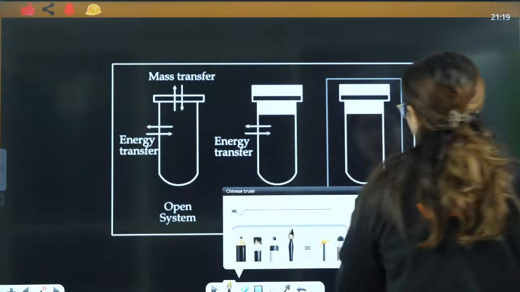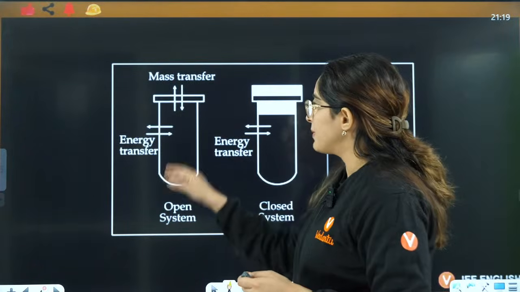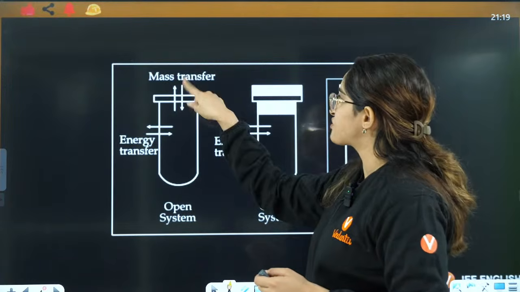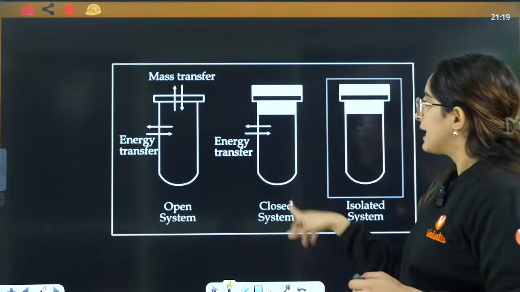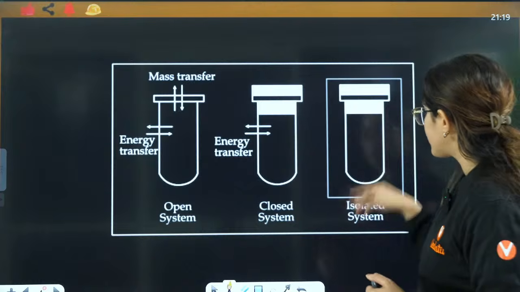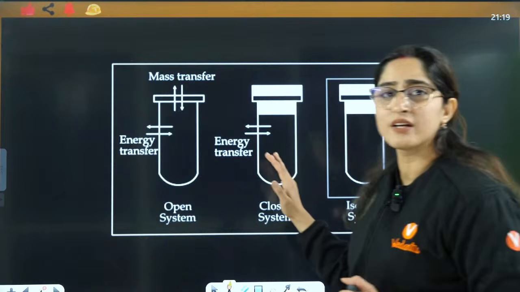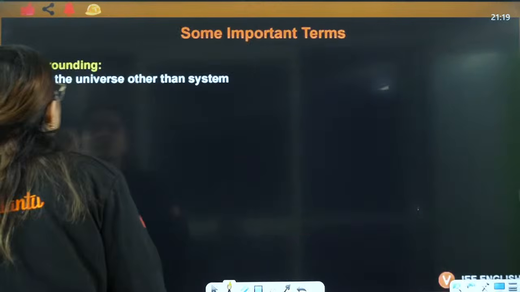Then let's talk about this. In an open system, energy is getting exchanged and mass is getting exchanged. In a closed system, only energy is getting exchanged. In an isolated system, no mass and no energy is getting exchanged.